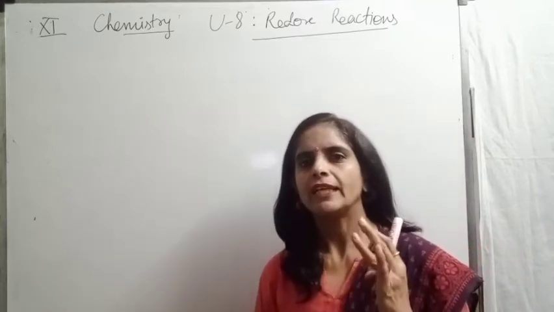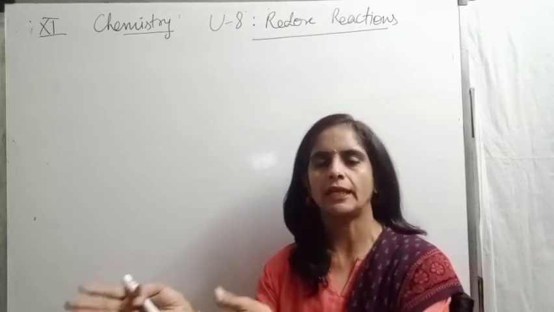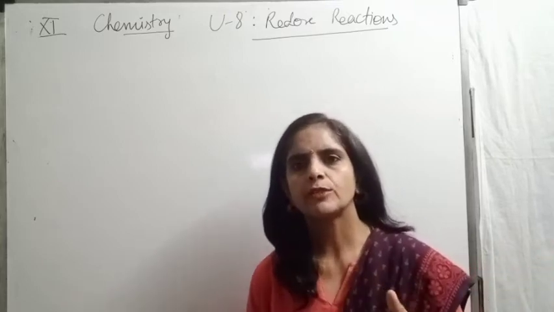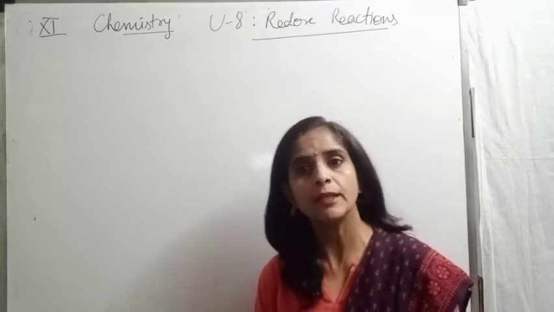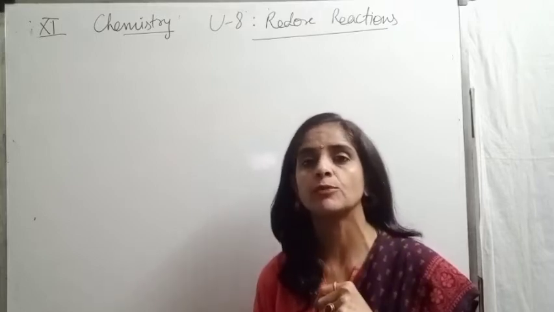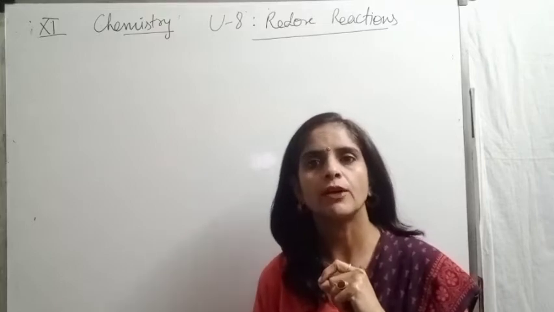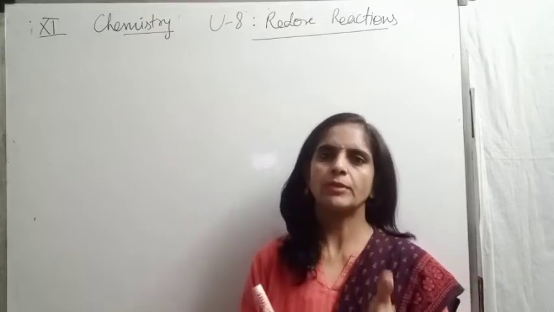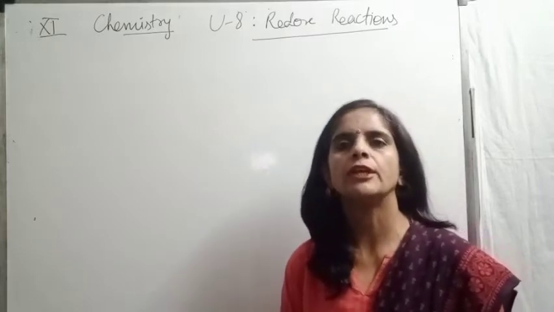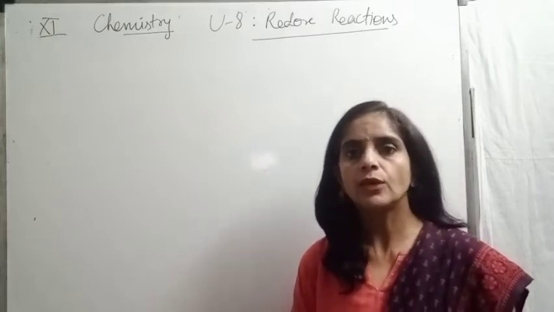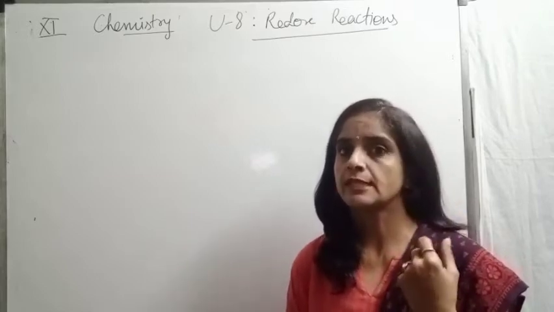Whenever matter is transformed from one kind into another, it takes place through various types of reactions like substitution, addition, elimination, all these different reactions you must have studied. And one very important type of reaction is also redox reactions. So transformation of one substance into another also takes place through redox reactions. It's not only important from the study point of view of your syllabus.